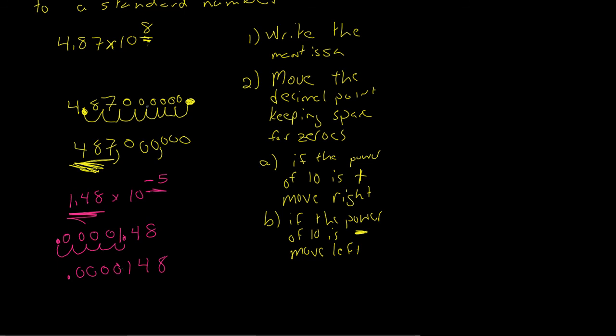I can't say that about numbers that are bigger, that are positive, because I don't know how many decimal places. If this was 4.875, I would have gotten one less zero in here. So these are just patterns that you should pay attention to when you do scientific notation.